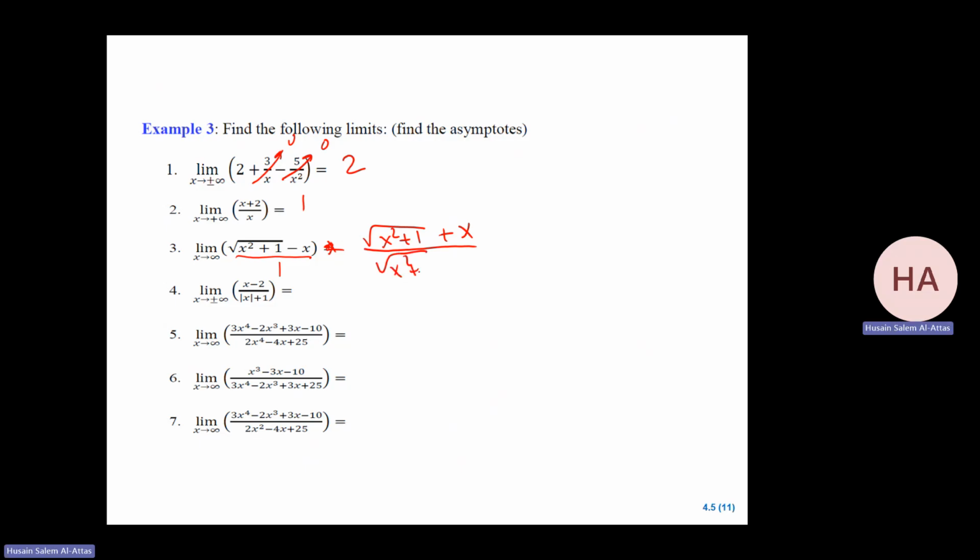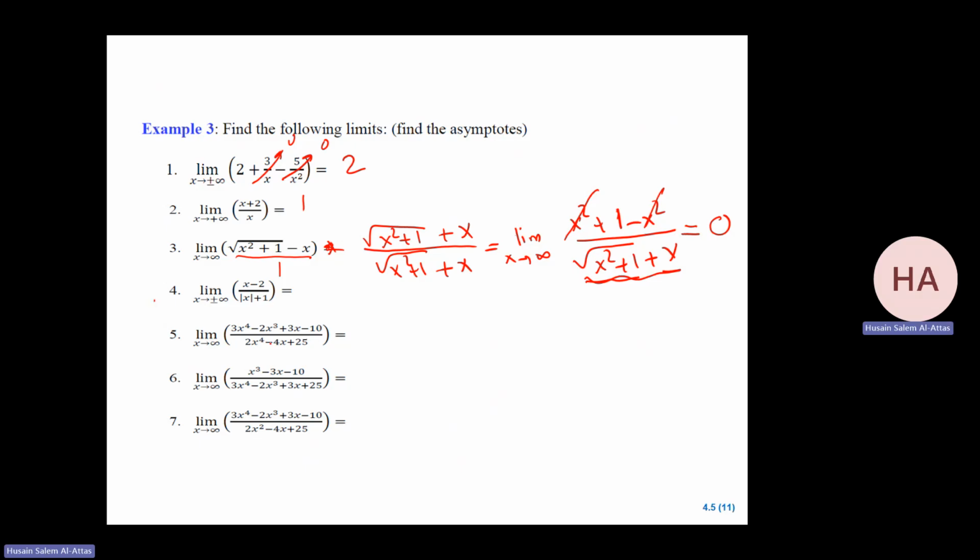See what will happen. That you will get what? x squared plus 1 minus x squared over this. Okay, so this is cancelled. So you have infinity plus 1, which is infinity. So you have 1 over infinity. I have 1, and the denominator goes to infinity. So 1 over infinity, which is 0.